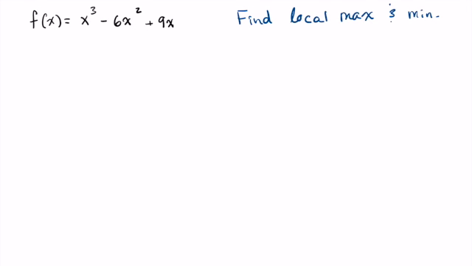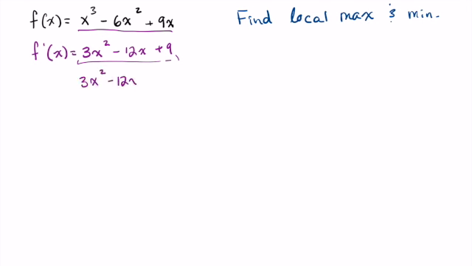But for this video, our steps are first to take the first derivative. When we take the first derivative of a polynomial, it's very simple. It's just the power rule for each one of the terms. So we have 3x squared minus 12x plus 9. I'm going to set this equal to 0 so that I can solve for my critical points. So we have 3x squared minus 12x plus 9 equals 0.